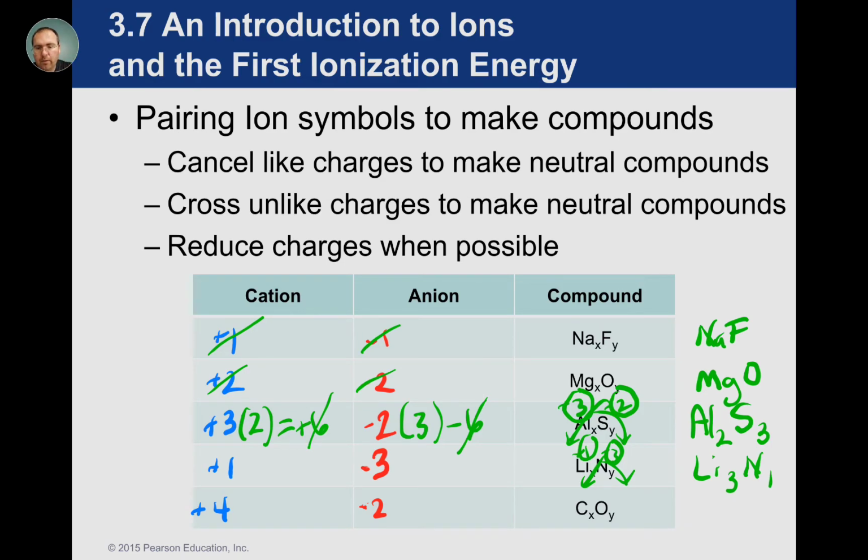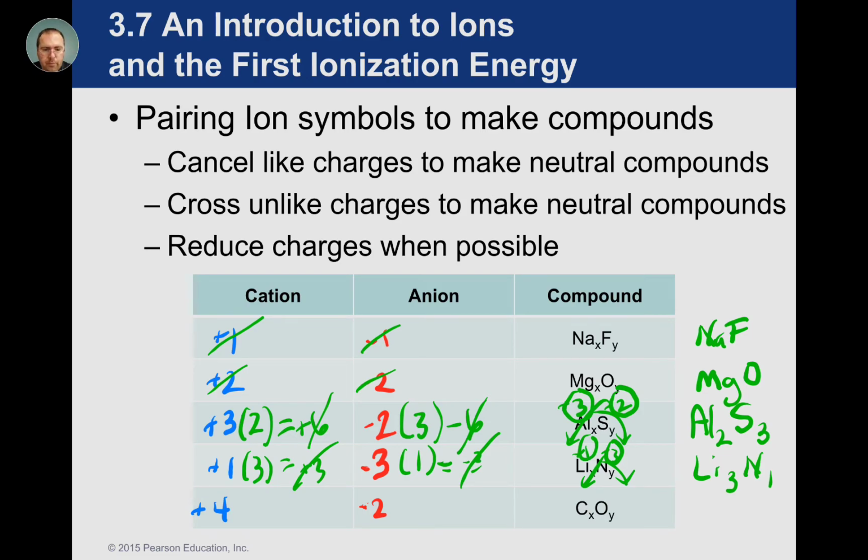Why did that work? Well, if you do a +1 3 times, you get a +3. If you do a -3 one time, you get a -3, and then those cancel.